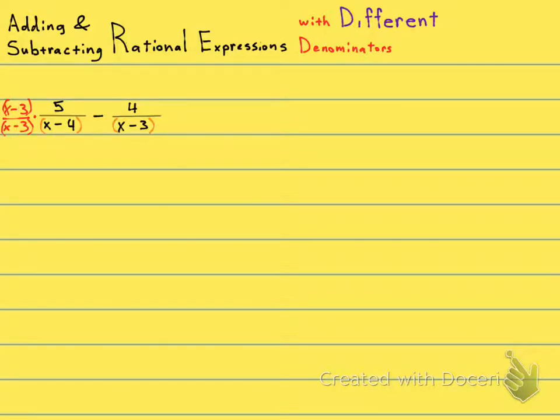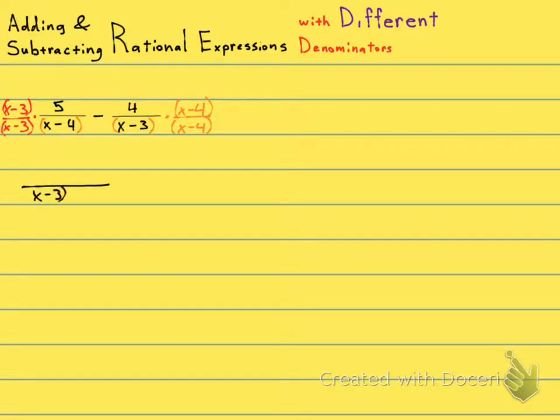just the way that it looks. Now, what is this fraction missing that the first fraction has in the denominator? Well, it's missing an x minus 4. So if I multiply the bottom times x minus 4, I also need to multiply the top times x minus 4. These fractions will now have a common denominator of x minus 3, x minus 4. So let's see what that looks like now.